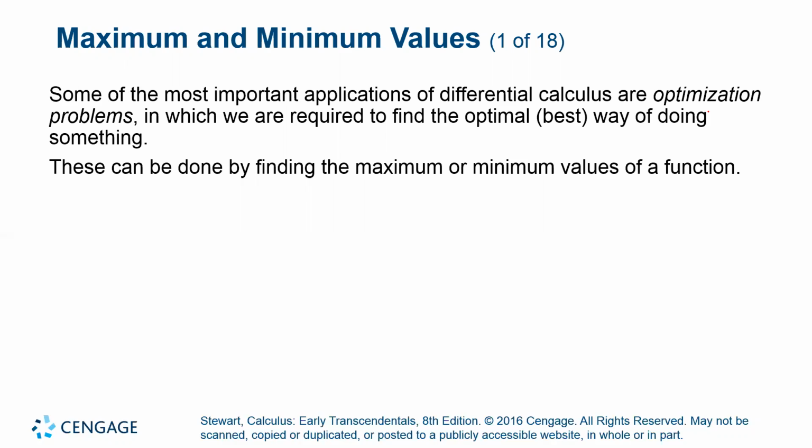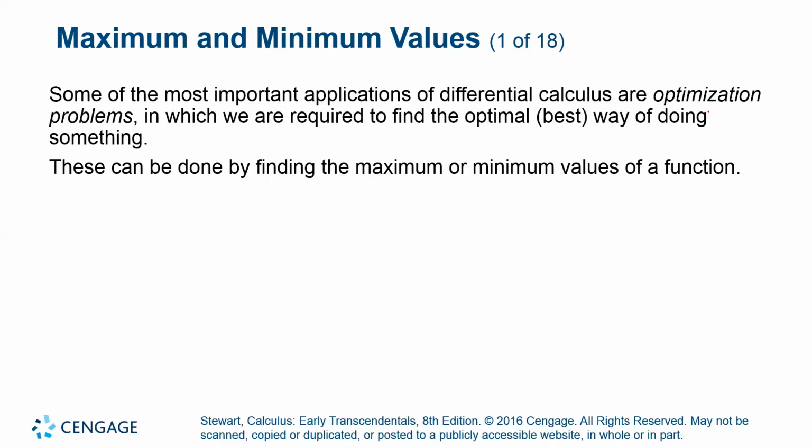Some of the most important applications of differential calculus is what we call optimization. You optimize a problem in which we require to find the optima, or the best way of doing something. So these can be done by finding what we call the maximum or minimum values of the function. So optimization basically talks about finding maximum or minimum.